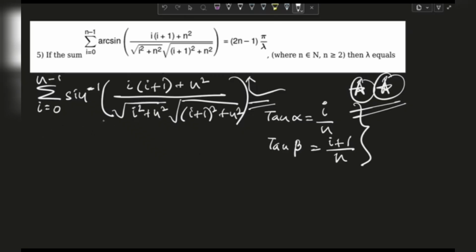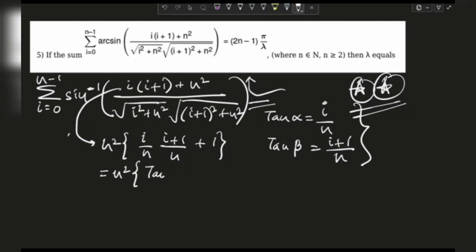I am only writing the numerator right now. If we take n square common out, this thing will actually become (i by n) into ((i plus 1) by n), like I divided n to both the fractions, and this is your plus 1. So basically we can write this as n squared tan alpha, and this thing will be tan of beta plus 1. And now if we look at the denominator, as I said, we will take n square out.